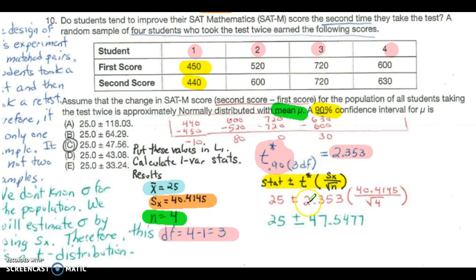Here is my formula. I am going to plug my values in. There's my point estimate. There's my critical value. Here's my standard deviation of those 4. This is how I got C.